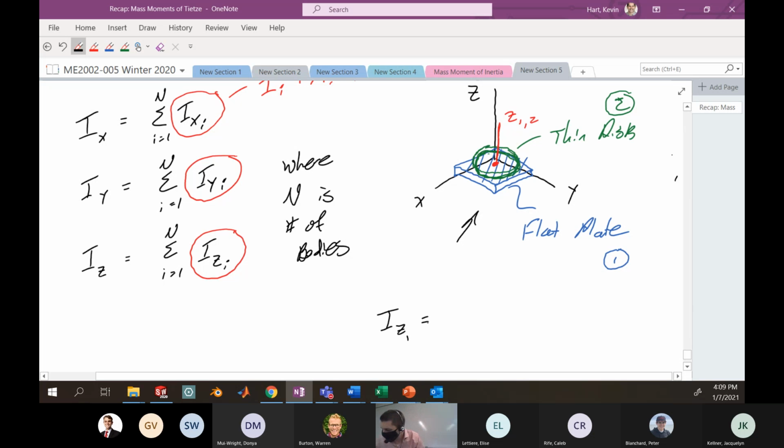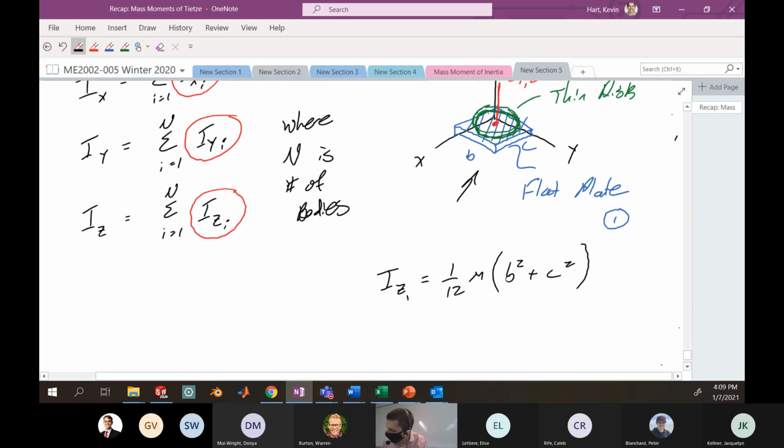Well, you can look this up in a chart. The mass moment of inertia for object 1 about its own centroidal z-axis is 1/12 the mass times the dimensions of this particular plate, which would be b squared plus c squared, where this would be side b and this would be side length c. That's for a flat plate. You can find that in any chart. And for object 2, it's 1/2 mr squared, where r is the radius of the plate.